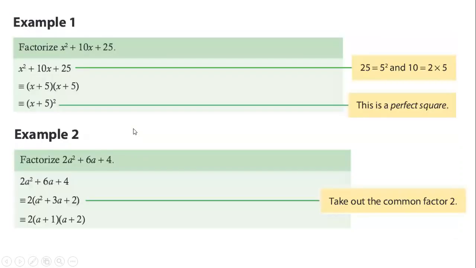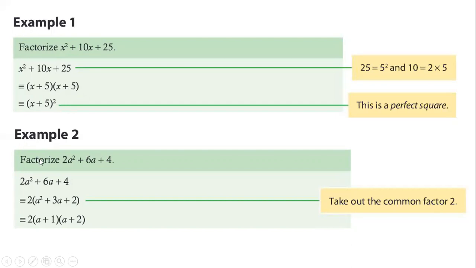Okay, so we are done here, identified. And now we focus on how to factorize a quadratic equation. As you can see here, this is a simple one. What two numbers, when you multiply them, give 25, and when you add them give 10? So it's 5 and 5. So this is the result of factorization here: x plus 5, or x plus 5 squared. This is what we call a perfect square. Why? Because they have the same root, the same factors.